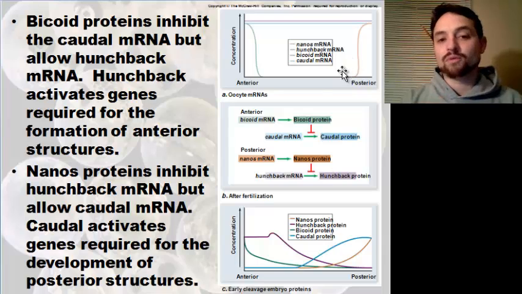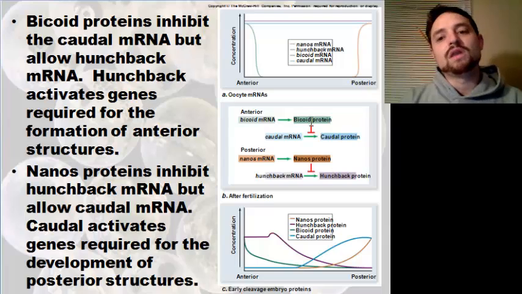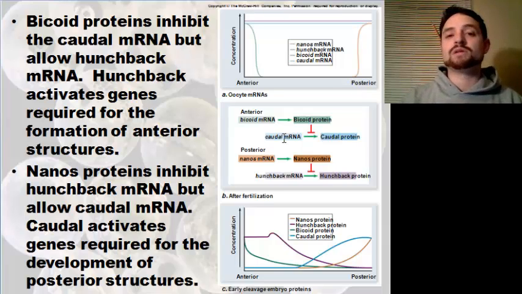So if we look down, remember what those do. The bicoid mRNA at the anterior side makes bicoid proteins. The bicoid proteins will inhibit the caudal mRNA from producing caudal proteins. So the hunchback, which is present everywhere, is producing hunchback proteins. That's producing your anterior side.